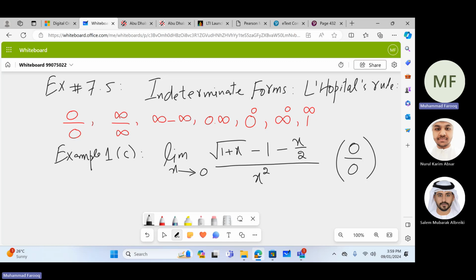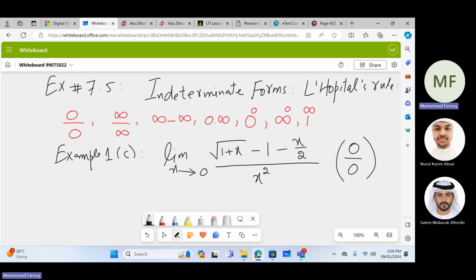L'Hopital's rule, which is the derivative of the numerator over the derivative of the denominator. So we can use it here, and how does it work? The rule says take the derivative of the numerator separately. Don't use the quotient rule. Only differentiate the numerator independently and the denominator separately. And then again, we put in our limit value and check the answer.